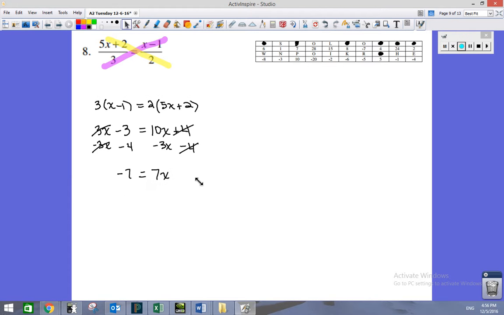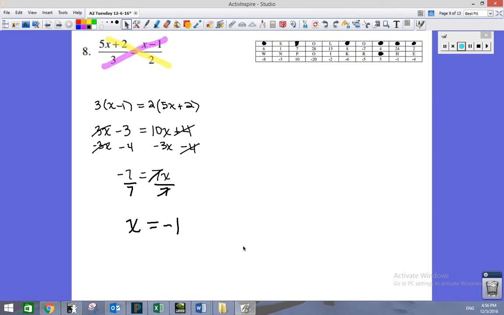To get the x by itself, the opposite of multiplying by 7 is to divide by 7. 7 divided by 7 is 1, so I just have 1x. And a negative 7 divided by a positive 7 is a negative 1. I didn't have any variables in my denominator, so I don't have to worry about this being extraneous.